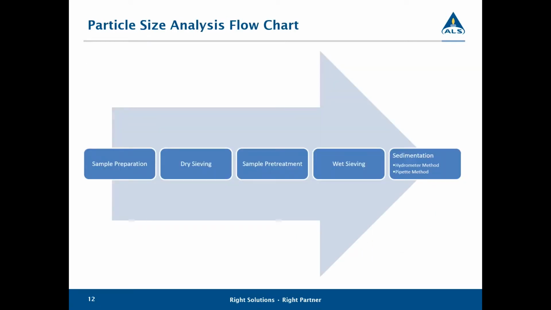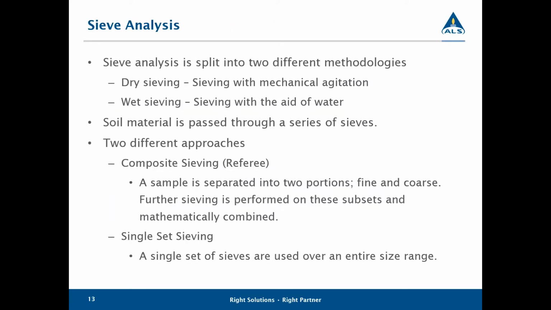So once we have the samples into a state that can be analyzed, the next step would be to do a dry sieve test. In sieve analysis, as I said, there's two different methods. One is dry sieving with mechanical agitation, or just hand shaking them, while wet sieving is using water. And there are two different approaches to the sieves, the composite sieving and the single set sieving.